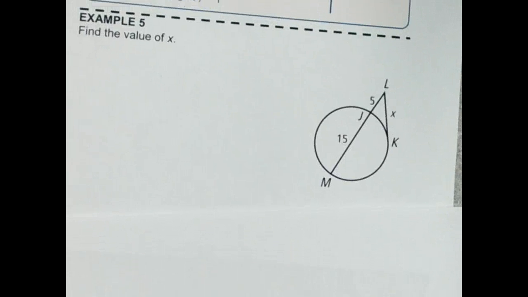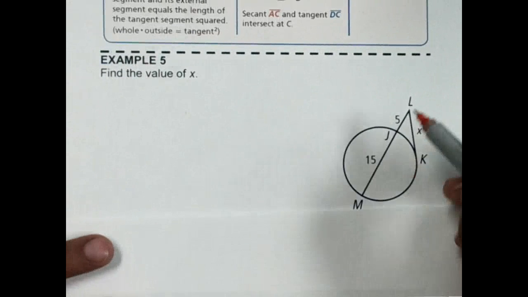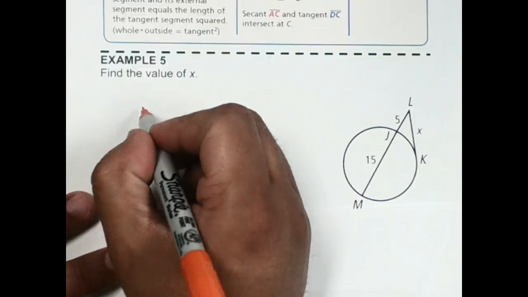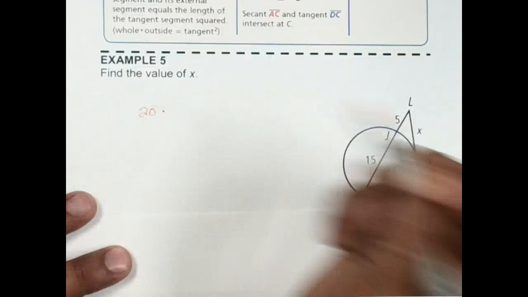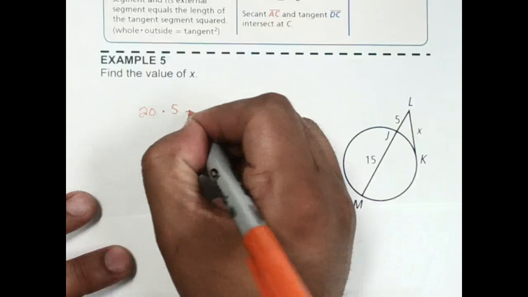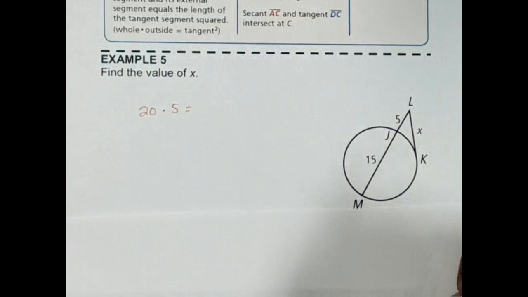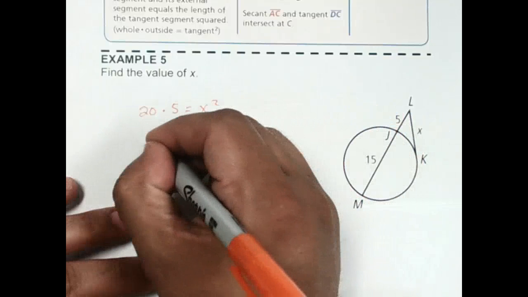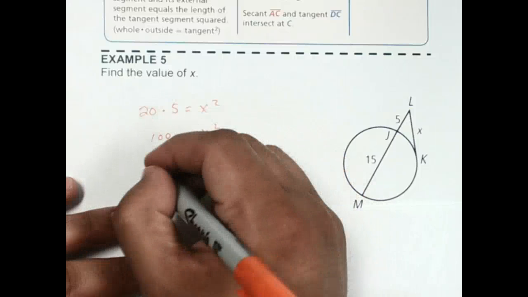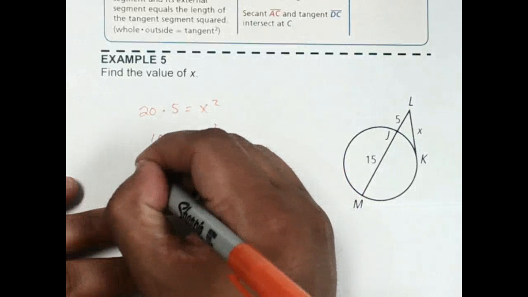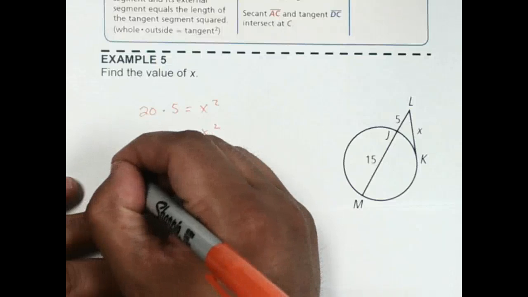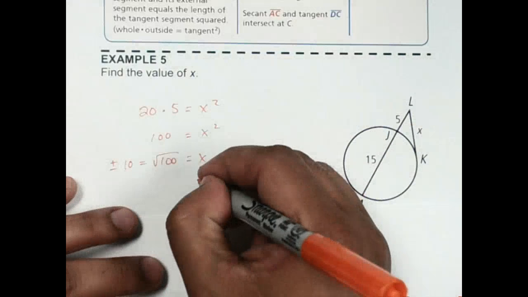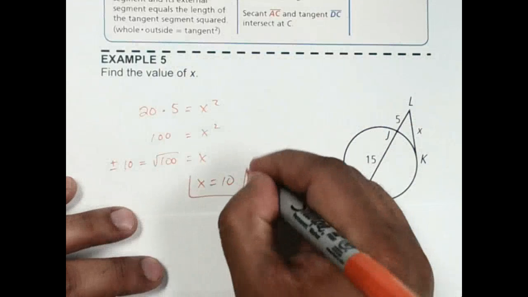Again, let's look at an example to make this a little easier to understand. My entire secant has a length of 5 plus 15, which is 20, times the external secant of 5 is equal to x squared. So x squared is going to be equal to 100. If I take the square root of 100, technically it would be plus or minus 10. But since we're dealing with length, I'm just going to use the positive value of x being 10.